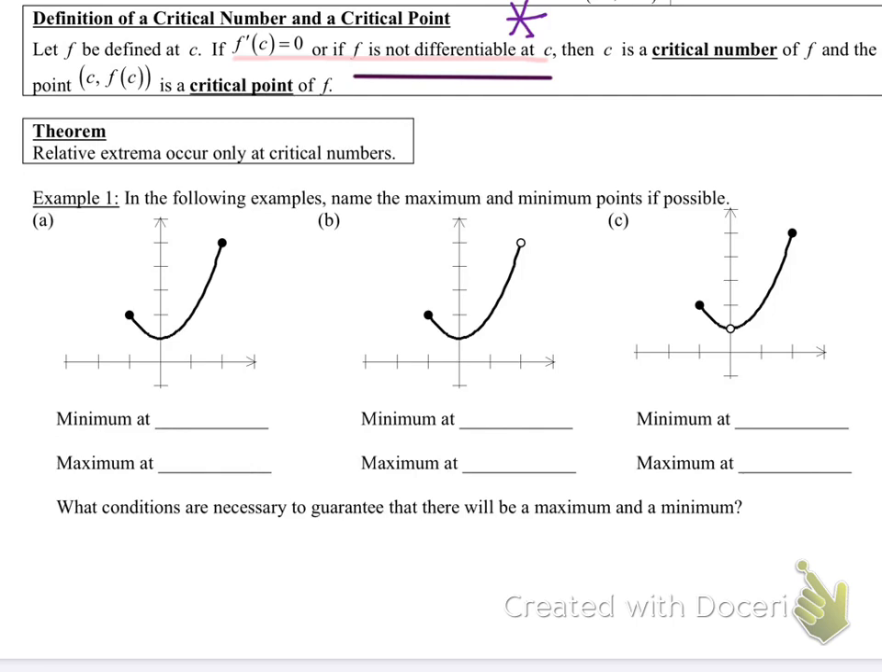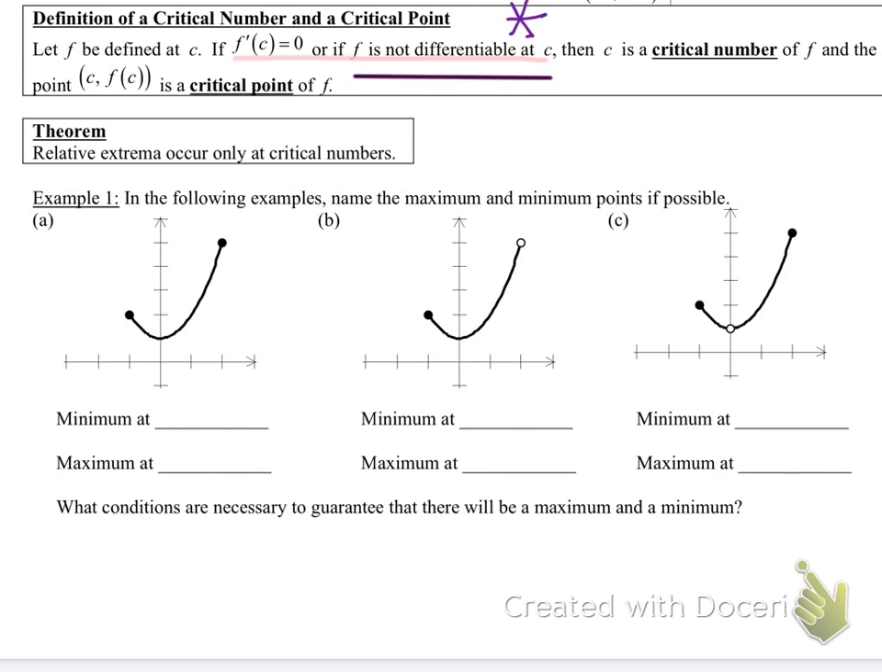Quite often, students make the mistake of only remembering that critical values occur when the first derivative is 0. That is only part of the issue. You need to examine where the first derivative is 0 and where the first derivative is not differentiable at c. Critical values only occur where your first derivative is 0 or the function is not differentiable. Relative extrema only occur at critical numbers.